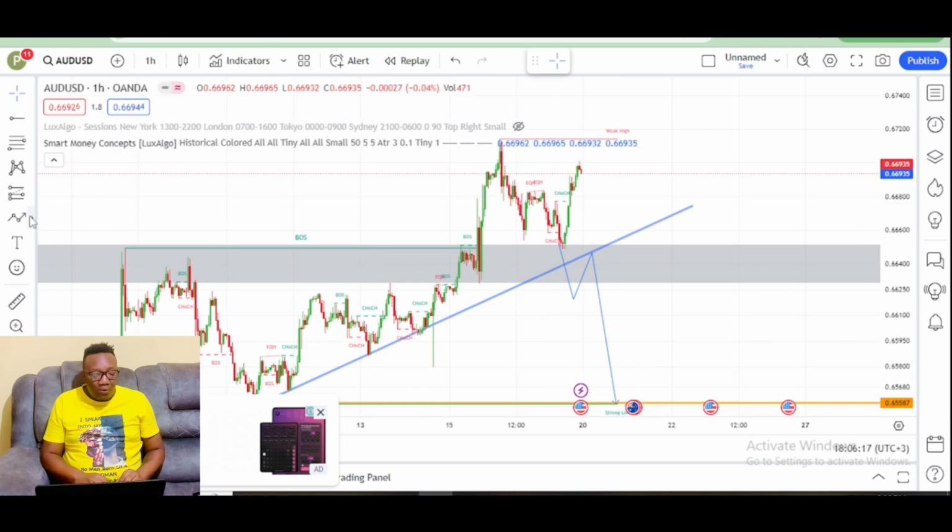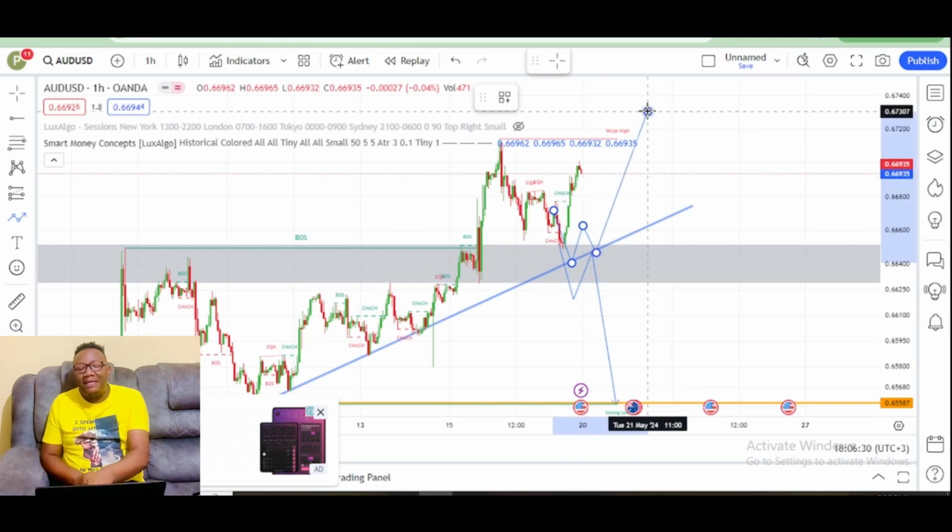Because of the trend line, if I wanted to continue buying this pair, I waited for the market to come to this trend line and then continue bullish, which it did. It never broke this trend line, and it continued bullish. That's as simple as that. That's how you trade Forex.